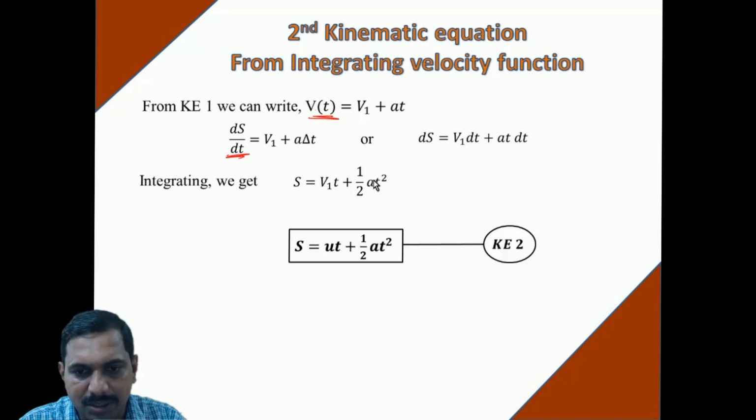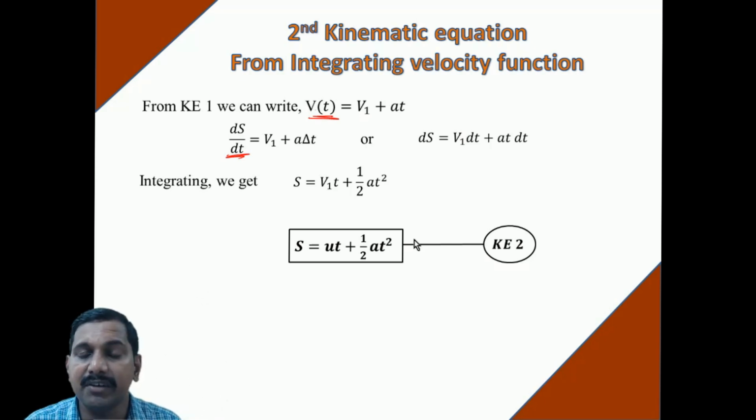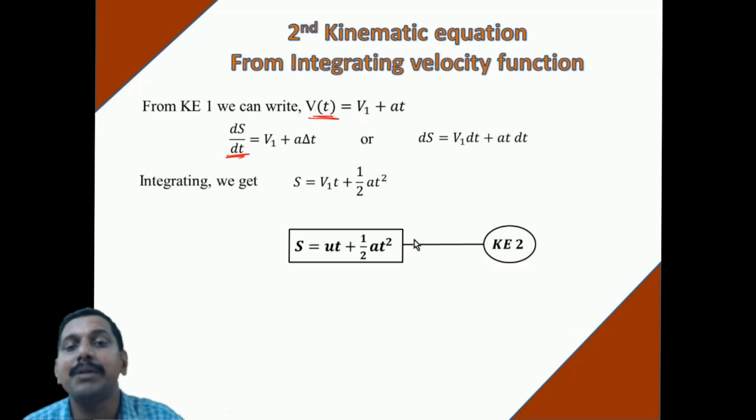So let us continue this. This is what we get. Instead of v1 we write u, and here at square is the same. So this is the same kinematic equation 2, which we get from integrating the velocity function. Students, it is very important that we understand the derivation also, because in problem solving it is very, very important. If you understand the derivation, we can do complex problems.